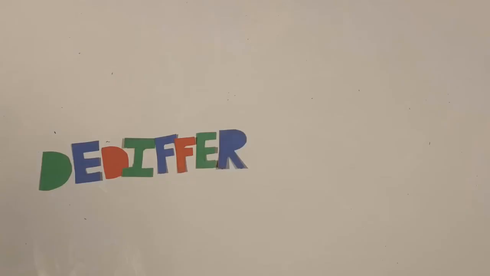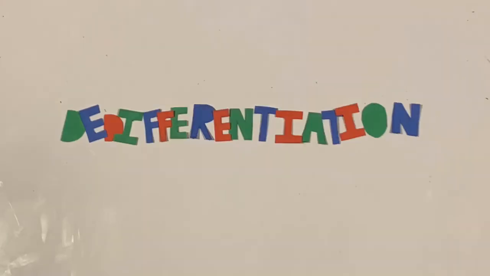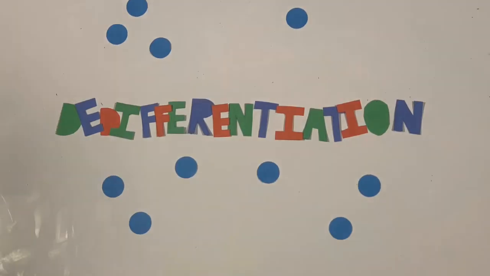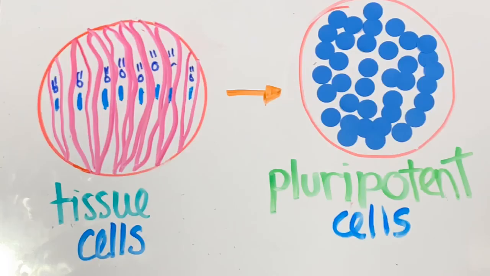The secret of the axolotl relies on the differentiation. This is the capability of converting tissue cells into pluripotential stem cells, giving the axolotl the opportunity to regenerate the missing extremity with the process of mitosis.